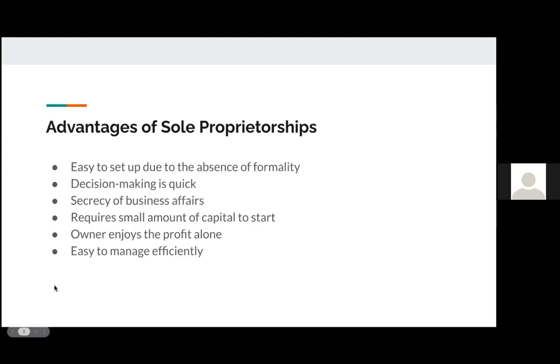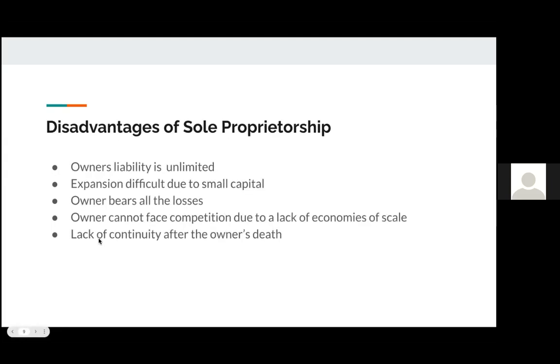But as with all things, as there are advantages, there also will be disadvantages. So the disadvantages of sole proprietorship is that the owner's liability is unlimited, meaning that if there is any sort of issue, the owner has to take full responsibility. That's liability essentially means responsibility in terms of the financials of the business. Expansion is also difficult because there's only one person. There won't be essentially enough capital to expand. The owner, even though they would bear all the wins and all the profits, they would also bear all the losses if the business fails.